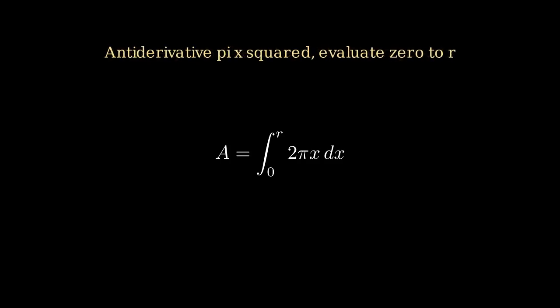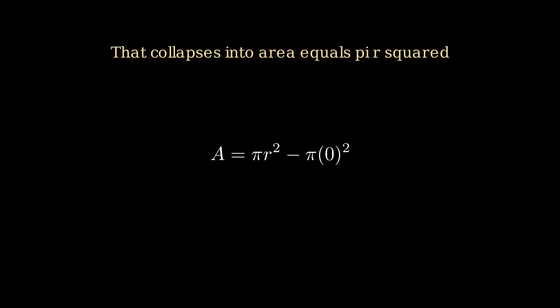Carrying out that integral, the antiderivative of 2 pi x is pi x squared, so we evaluate pi x squared from 0 to r, which gives pi r squared minus pi times 0 squared. And that collapses into one clean, beautiful result. The area of the disk is pi r squared.